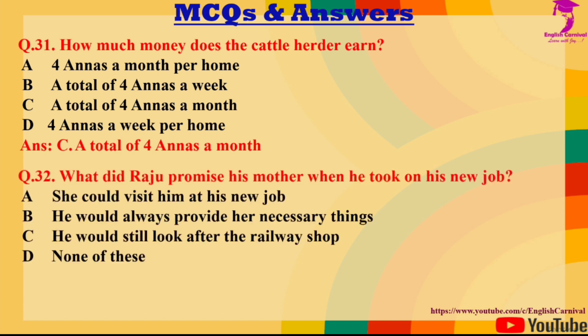Question number 32 we have, what did Raju promise his mother when he took on his new job? Options are A. she could visit him at his new job, B. he would always provide her necessary things, C. he would still look after the railway shop, and D. none of these. The correct answer is C, that is he would still look after the railway shop.